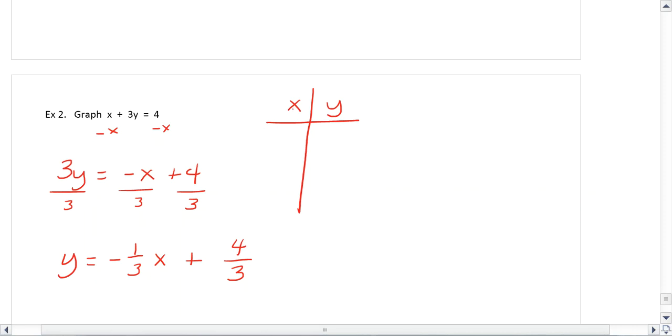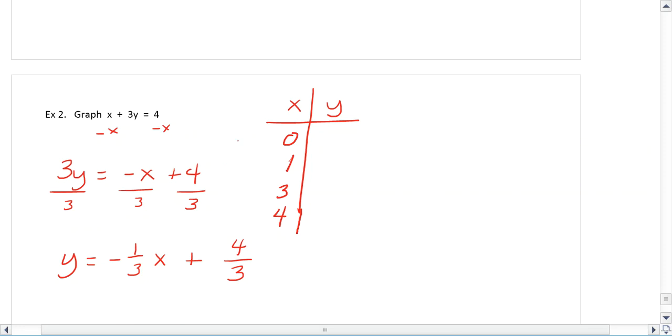So I need to pick a few values for x. I'm going to choose 0 and 1. And I'm trying to plan ahead here to not get too many fractions. Let's try 3. And I'm going to do an extra point just to make sure, because with these fractions I don't want to make a mistake. So now let's just do the math here.